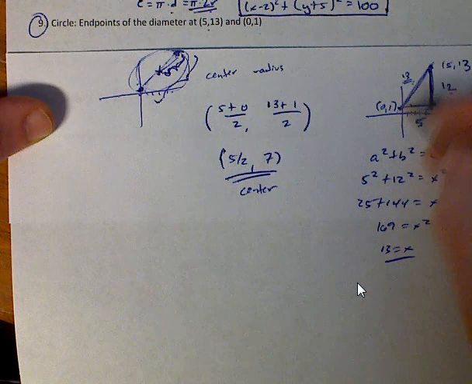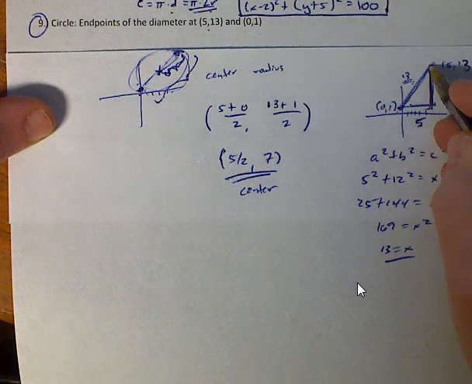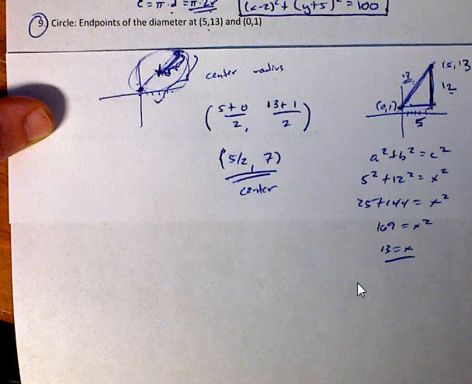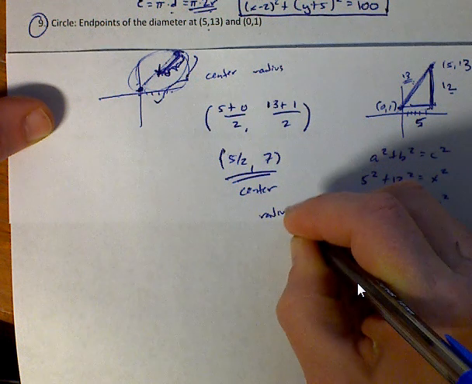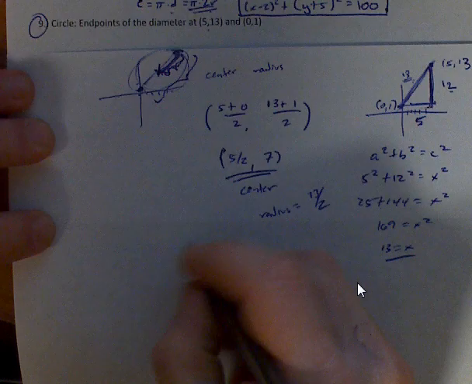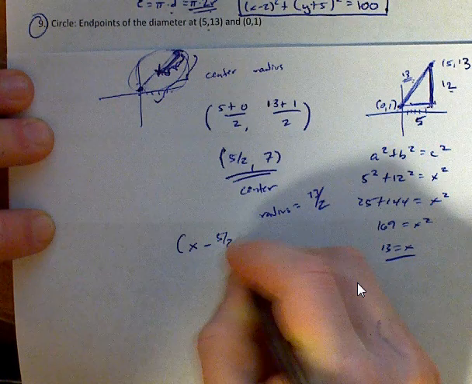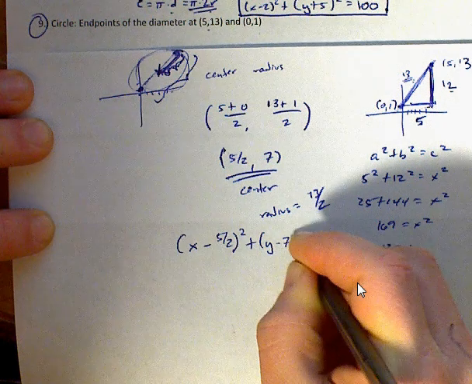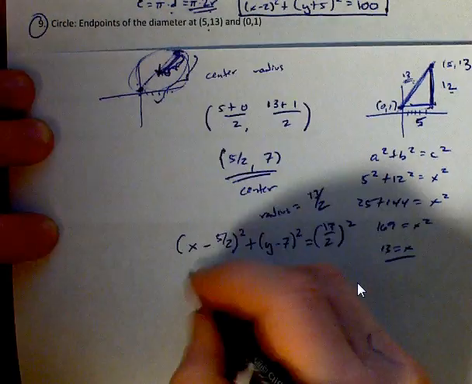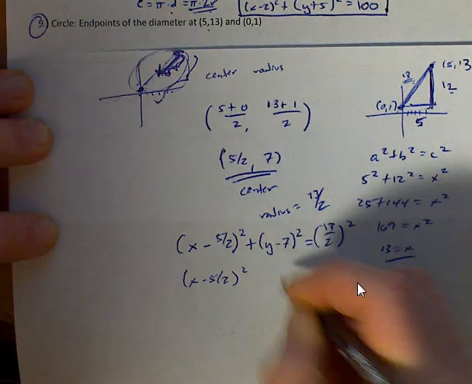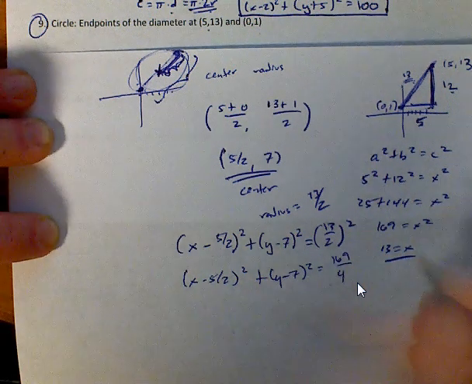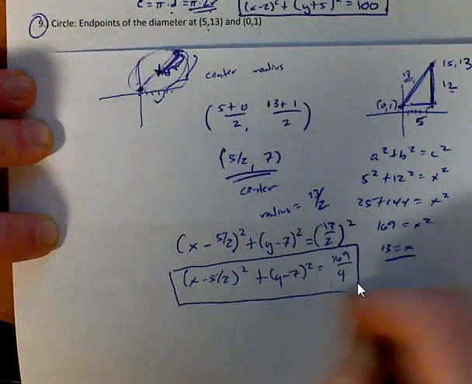So the diameter is 13, the whole length across. So from the center to the edge is just going to be 13 halves. So the radius is going to be 13 over 2. And now I just want to write my equation. So it's going to be x minus 5 halves squared plus y minus 7 squared equals 13 over 2 squared. So x minus 5 halves squared plus y minus 7 squared equals 169 over 4. No one said it had to be pretty, but that's what it is.